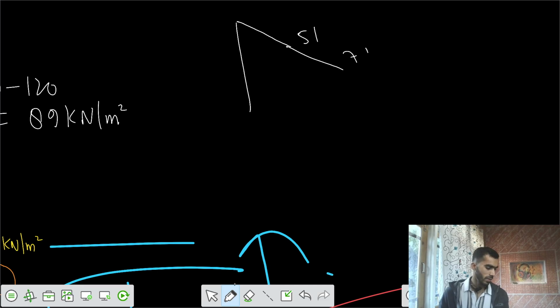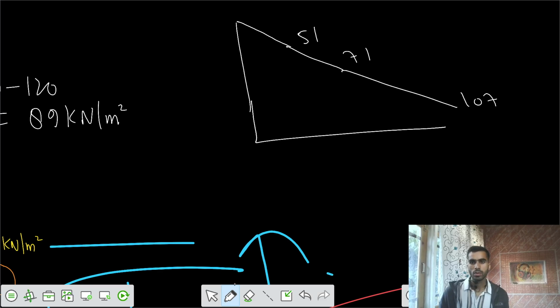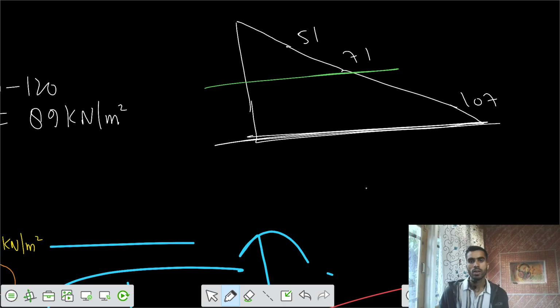After that we're having 71. After that, a final value of 107. So we're having 107 at the end of the clay layer, and at the start of the clay layer we're having 71. This was your 4 meters, and at the midspan, at the center of the clay layer, what is the value? We can check by linear interpolation.